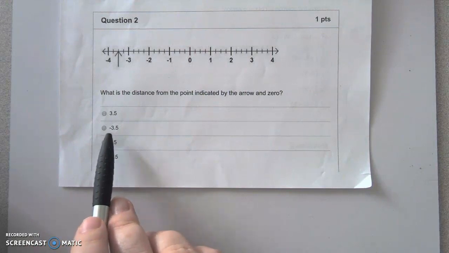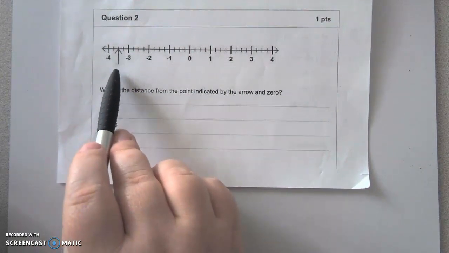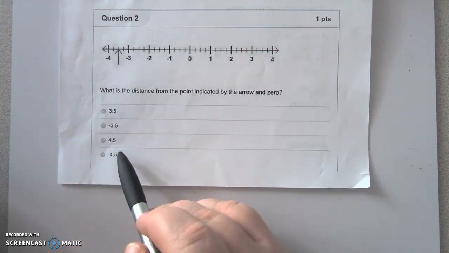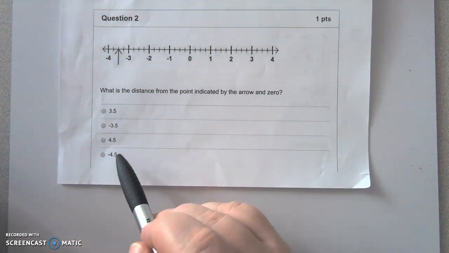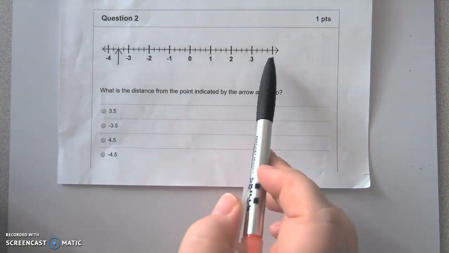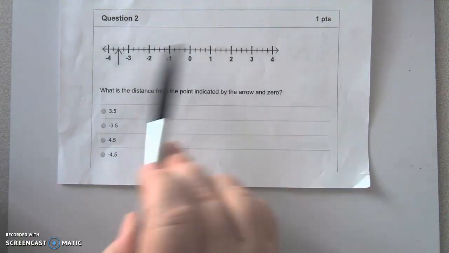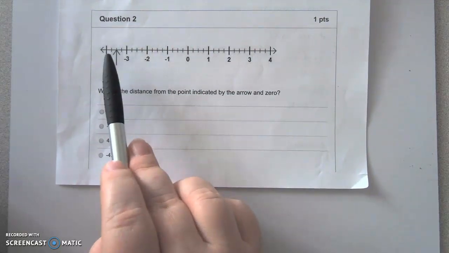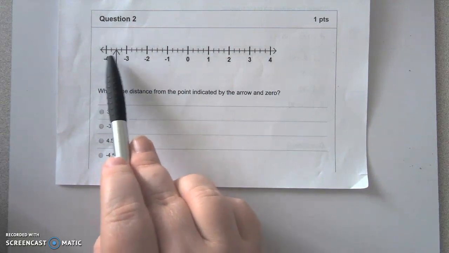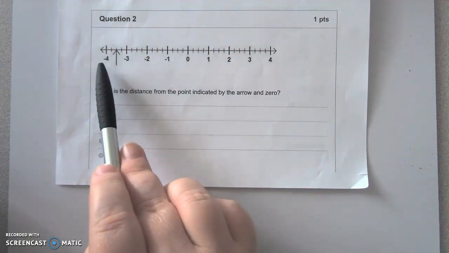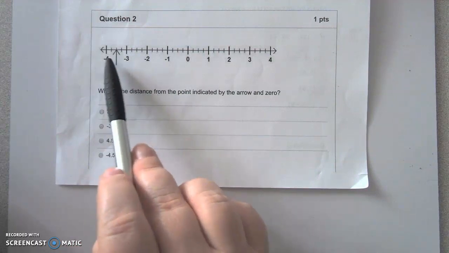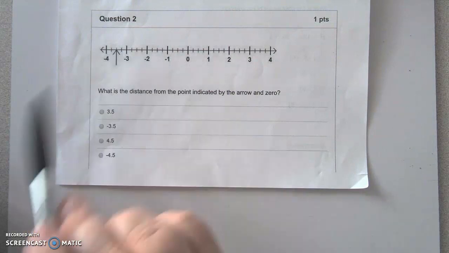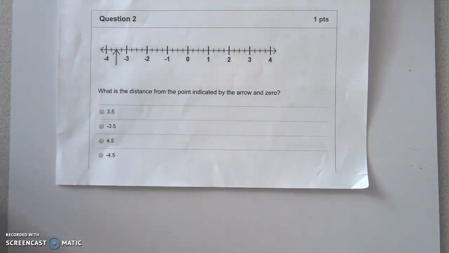Don't be confused and choose -3.5, because that is the point that's labeled, but that's not what the question is asking us. And then these two could be thrown in there just to throw you off, and that's because we're used to counting positive numbers, and your mind wants to instantly count 4, 4.5. But just remember that you're looking at the point that falls between -3 and -4, and halfway between -3 and -4 is going to be -3.5. The distance traveled to get there is going to be positive 3.5.